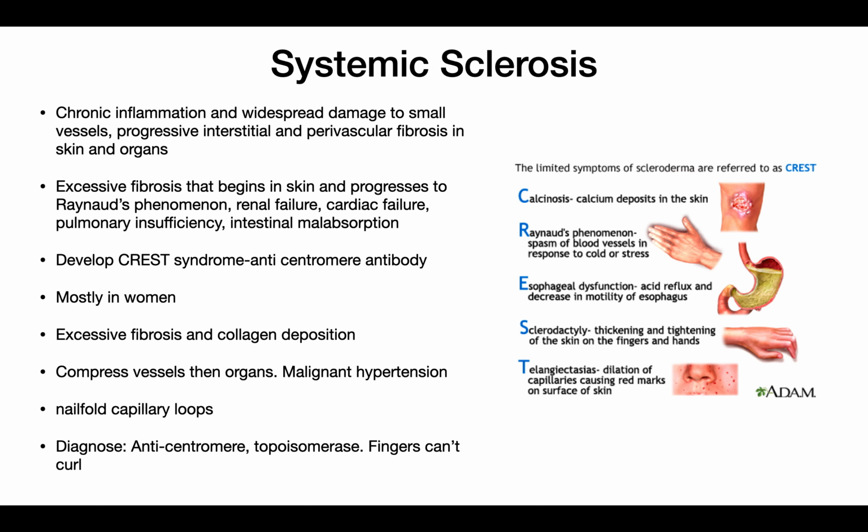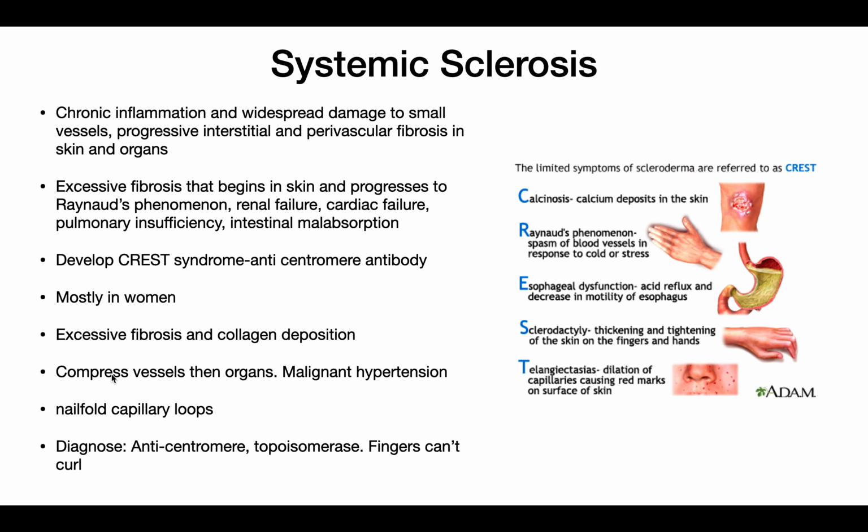So systemic sclerosis is a chronic inflammation, and it's widespread to the small vessels, and that can cause progressive interstitial and perivascular fibrosis in the skin and the organs. The excessive fibrosis begins in the skin, and it progresses to Raynaud's phenomenon. And then from there, renal failure, cardiac failure, pulmonary insufficiency, intestinal malabsorption, and you develop CREST syndrome, which is anti-centromere antibodies. CREST is usually found in women due to the excessive fibrosis and collagen deposition.